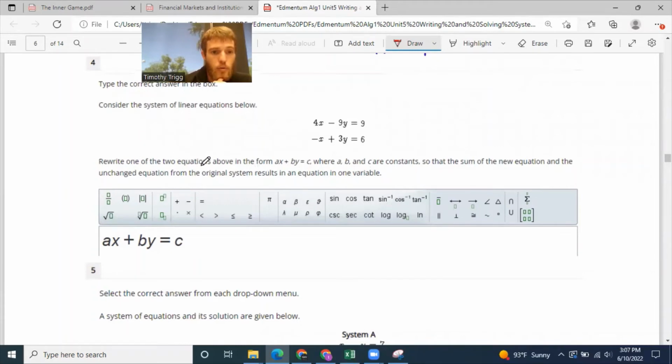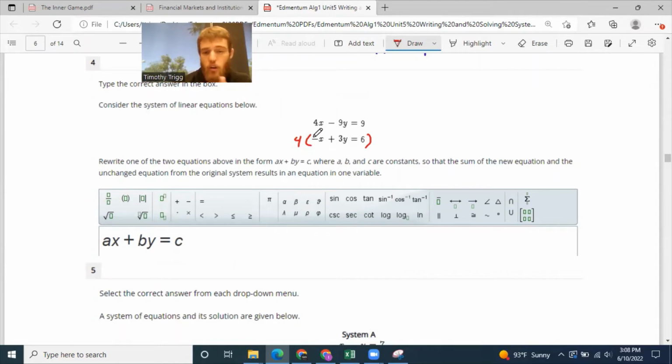Rewrite one of the 2 equations above in the form ax plus by equals c, where a, b, and c are constants, so that the sum of the new equation and the unchanged equation from the original system results in an equation with 1 variable. So essentially we want to rewrite one of these equations so that one of the variables eliminates. Well, if you want to eliminate the x's, what would I multiply this by? Well, you'd multiply by 4. If you want to eliminate the y's, you'd multiply this by 3.